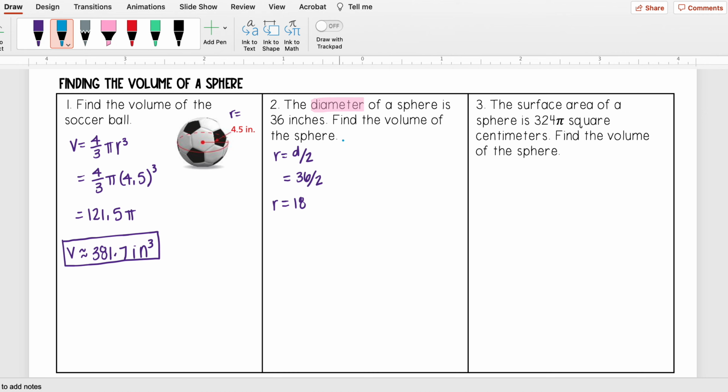And now I can go ahead and plug that into my formula. And so I know my volume is 4/3 pi r cubed. And so I have 4/3 pi 18 cubed. Now when I do 18 cubed, I get 5,832, and I'm going to multiply that by 4/3. And when I do that, I get 7,776 pi. And so when I multiply those two together, I get that my volume is approximately 24,429.02 inches cubed.